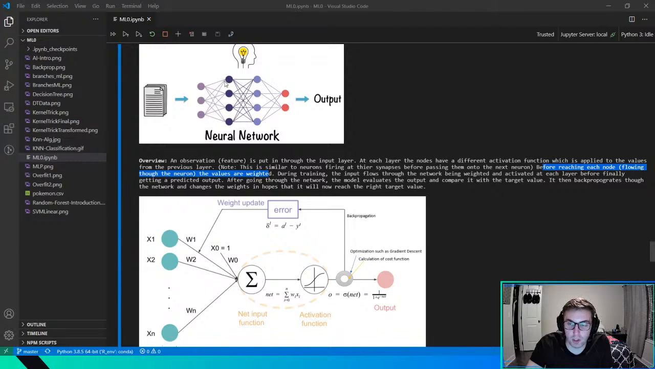Then in the training stage, once it gets output, it gets an error, and then it basically backpropagates through the network and changes the weights in hopes that they'll reach the right value. Say you chose a wrong answer, it will go back and update the weights accordingly to try to get a better answer. It's an iterative process that happens over and over again, hundreds and hundreds of times, if not hundreds of thousands of times. It keeps doing this until it converges to the best solution.